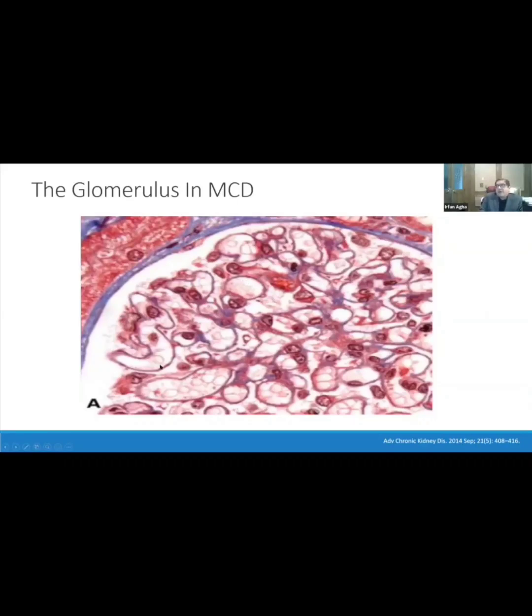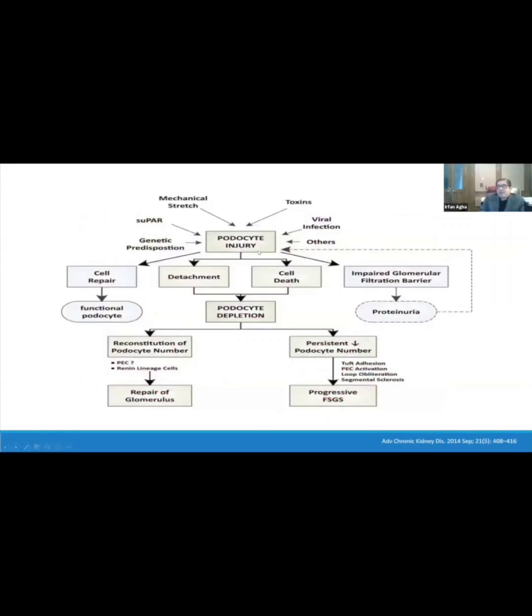And so if you looked at this under the light microscope, you would say this is completely normal. Again, just to orient oneself, this is a parietal epithelial cell. This is a podocyte sitting on the outside of the capillary, and this is an endothelial cell on the inside of the capillary. So this looks pretty normal. So this is the nature of injury, podocyte injury in minimal change disease. And this is exactly replicated in FSGS as well.